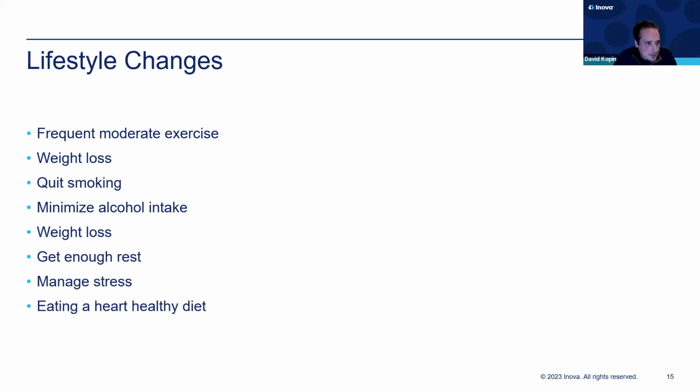So I've got weight loss in there again, so it's very important. Getting enough rest, managing stress, and eating a heart-healthy diet. Typically, we recommend a Mediterranean-style diet where, for example, protein is coming from chicken and fish, minimizing carbohydrates, in particular simple carbohydrates like sugary drinks, candies, desserts, that sort of stuff, but also minimizing breads, pastas, etc., and maximizing vegetables that are high in fiber and legumes.